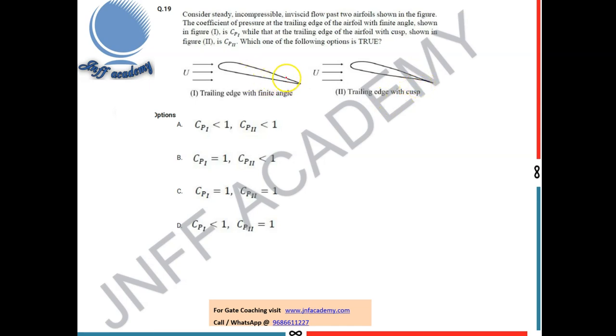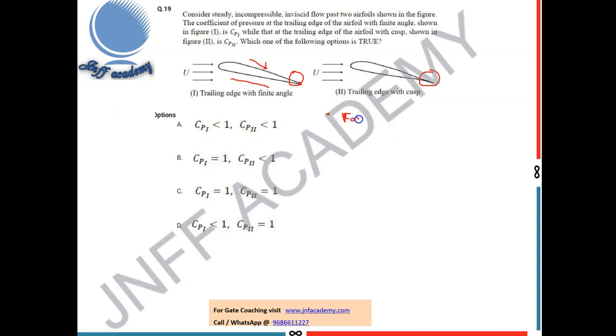Finite aerofoil means the trailing edge is very sharp. Cusped aerofoil means the trailing edge is very curvy, it's not very sharp, it looks like this. Whereas in the finite aerofoil, it is very sharp. So by the Kutta condition, we know that if we have a finite-edged trailing edge aerofoil, at the location of the trailing edge it becomes the stagnation point, because you will get velocity from the top surface like this and the bottom surface like this. They both will meet here, and hence the velocity will be zero at the trailing edge.